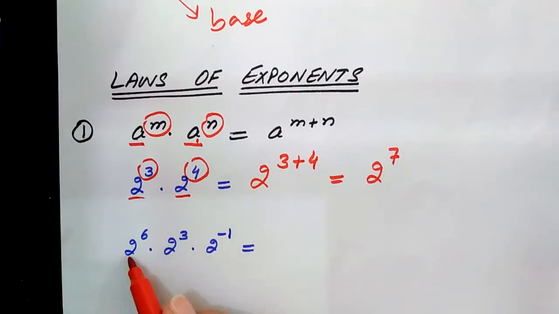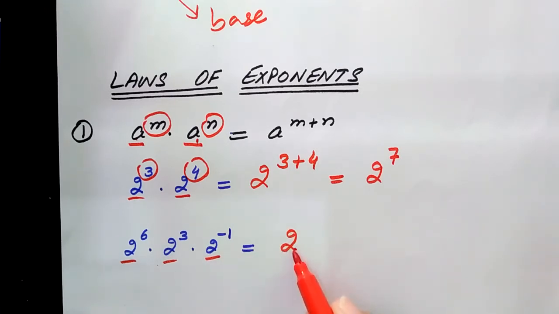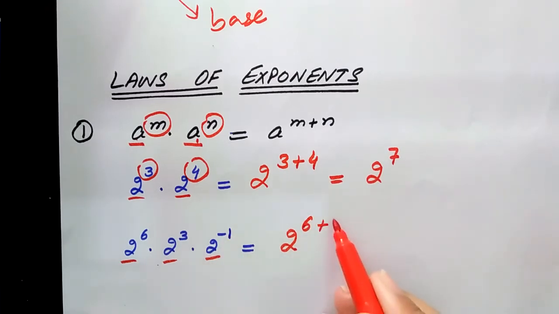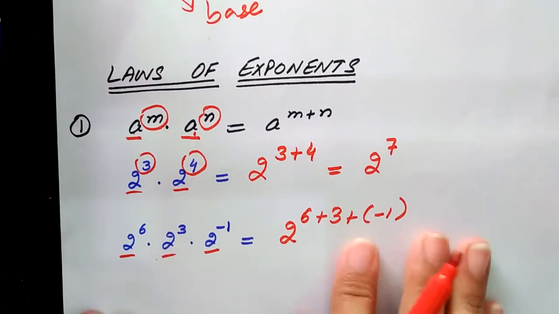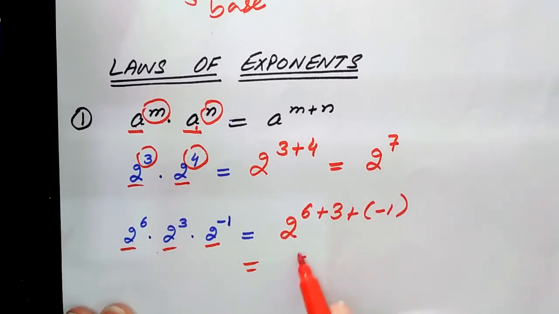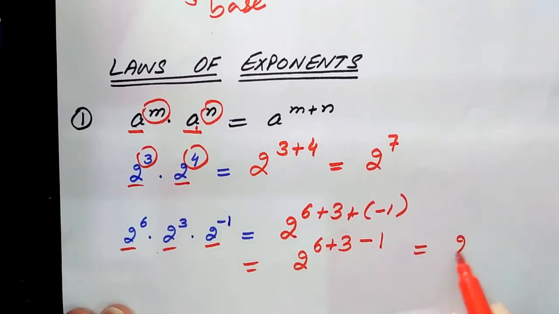Or if more than 2 are multiplying with each other, then if they have the same base, we will write it for one base and add all the powers: 6 plus 3 plus minus 1. So it will become 2 raised to power 6 plus 3 plus minus 1. 6 plus 3 will become 9, and 9 minus 1 will become 8.